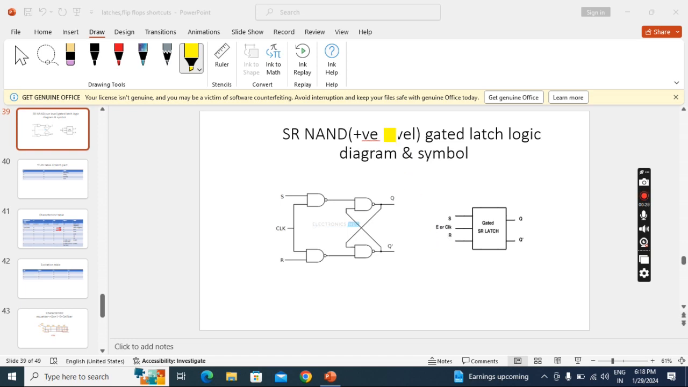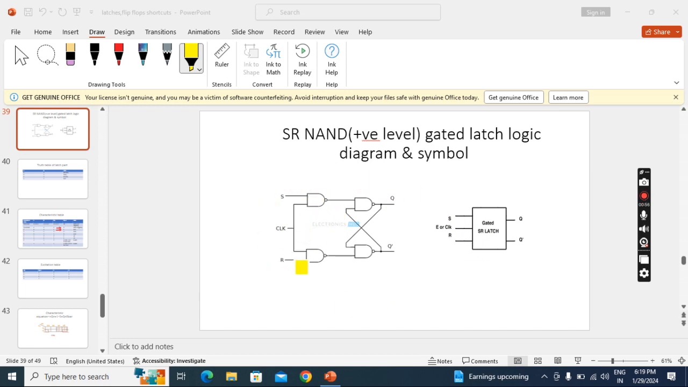Here we take positive level, which means the clock or enable value will be 1. It means it is working with positive level trigger. Their outputs are two, Q and Q bar. We have to write straight to S, Q in the diagram also. Why it is called a gated latch, we'll see.